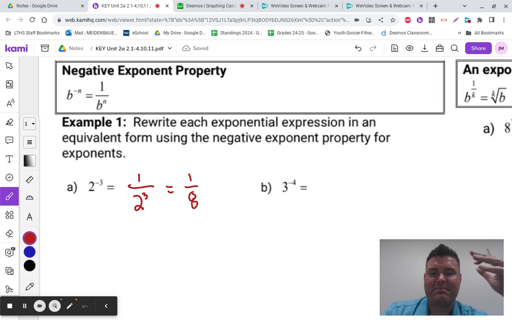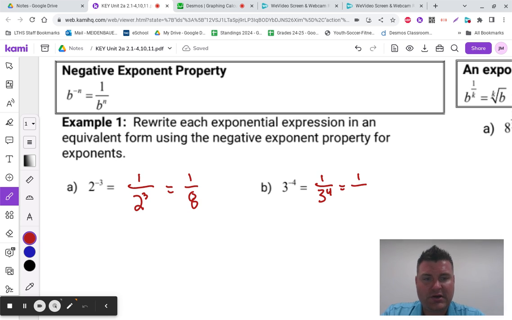So the negative 3 does not make the number negative. It just shrinks it. So we go from 2 all the way to 1/8. Well, I don't want to say it always shrinks it, but since the base is bigger than 1, it's going to shrink it. This next one becomes 1 over 3 to the 4th, which is going to become 1 over 81. Super simple.